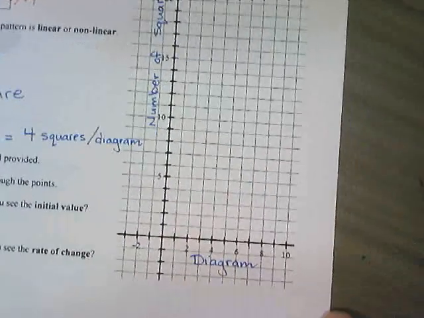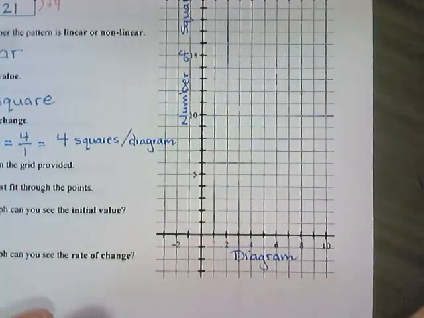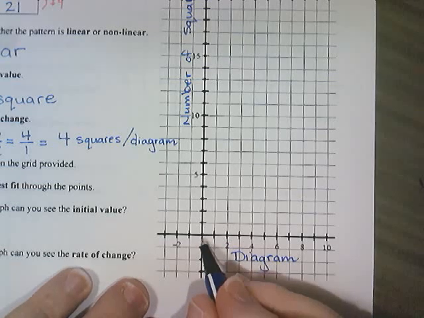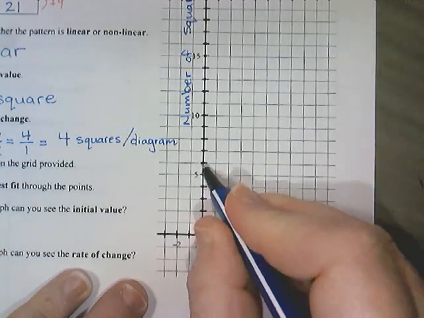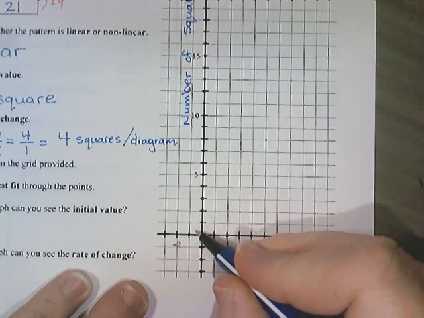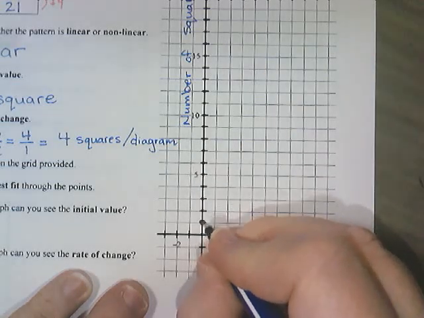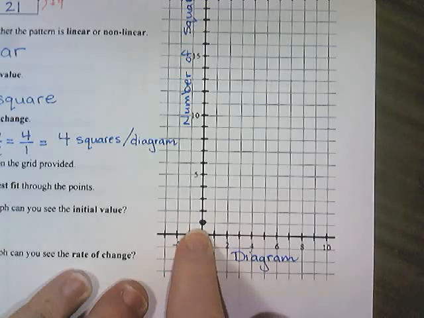Okay. All right, so up first we have 0 and 1. So 0 would be here, where the X and Y axis meet. And I notice on the Y axis, we're going up by ones. So 0 and 1 is just that first line.